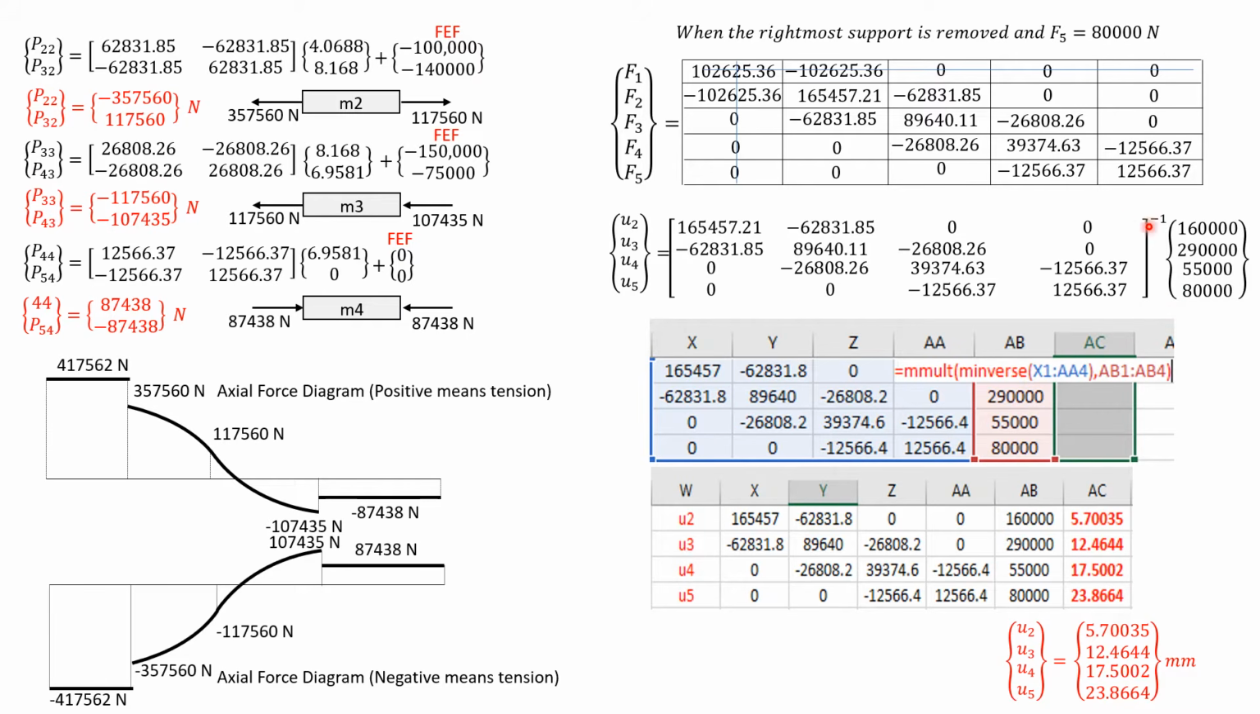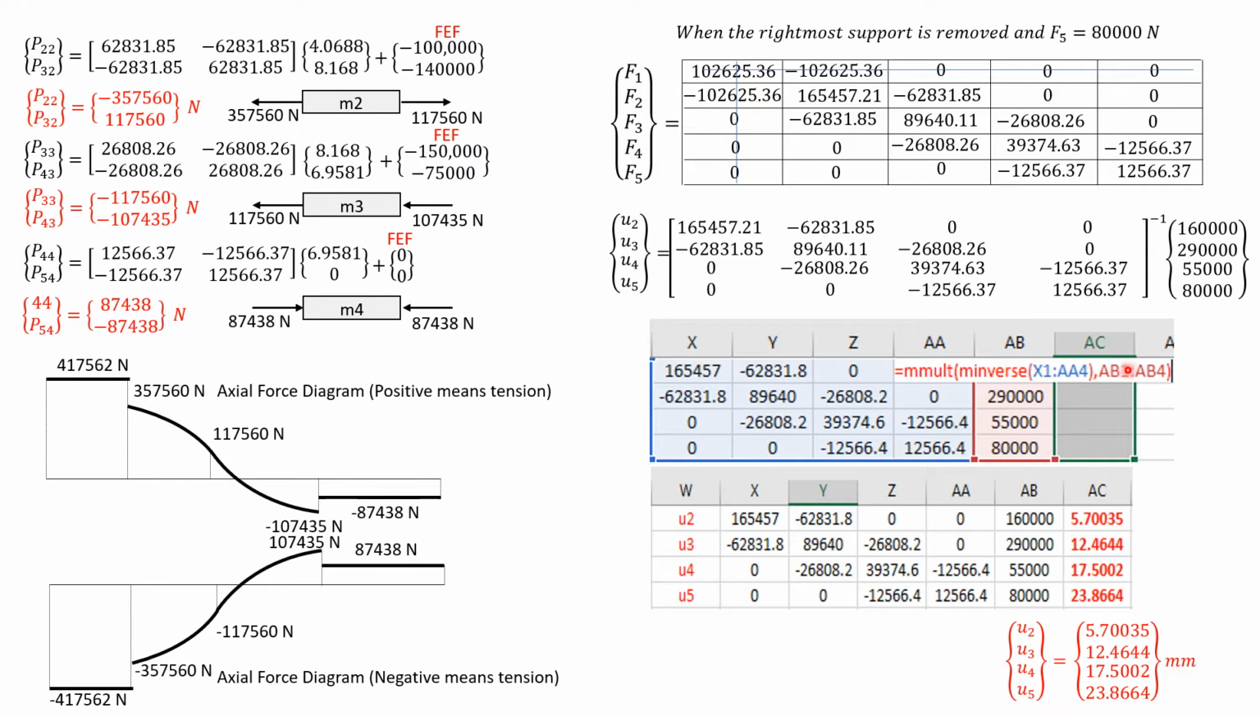So this is now the new force matrix, 160,000 as before at F2, 290,000 at node 3, 55,000 at node 4, then 80,000 at node 5, which is the condition here. So to solve for the nodal displacements, we multiply the inverse of this 4 by 4 matrix to the force matrix, and using Excel, so look at the square matrix here, and this is the force matrix here.